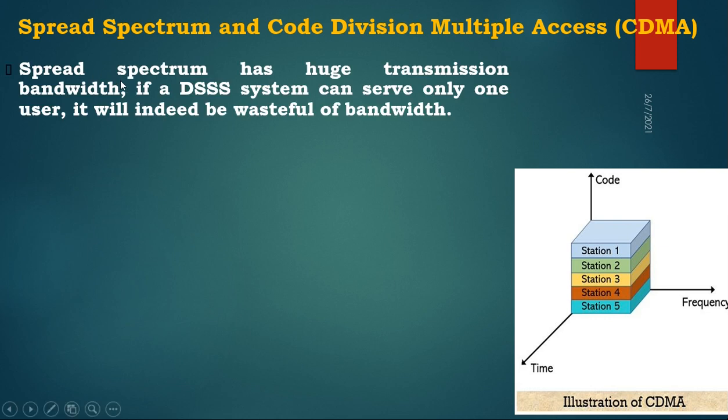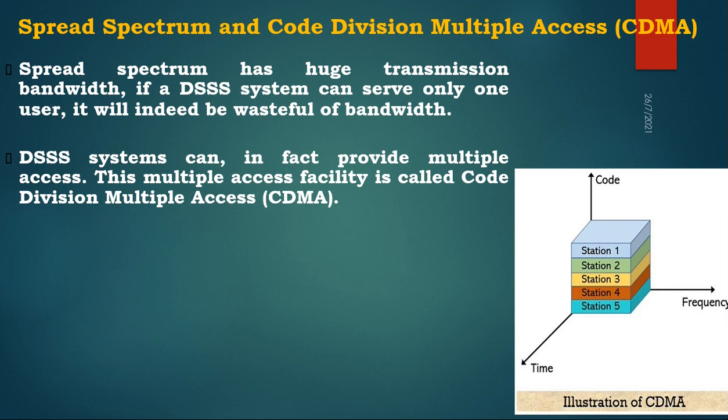Now we all know that spread spectrum has a huge transmission bandwidth. On using a DSSS system, if we communicate a single user, it will no doubt be a wastage of bandwidth. So as a part of which, the DSSS system in fact provides the multiple access technique, because here we are using different code words or chips for different stations. So that will help us to enjoy the multiple access facility called code division multiple access.